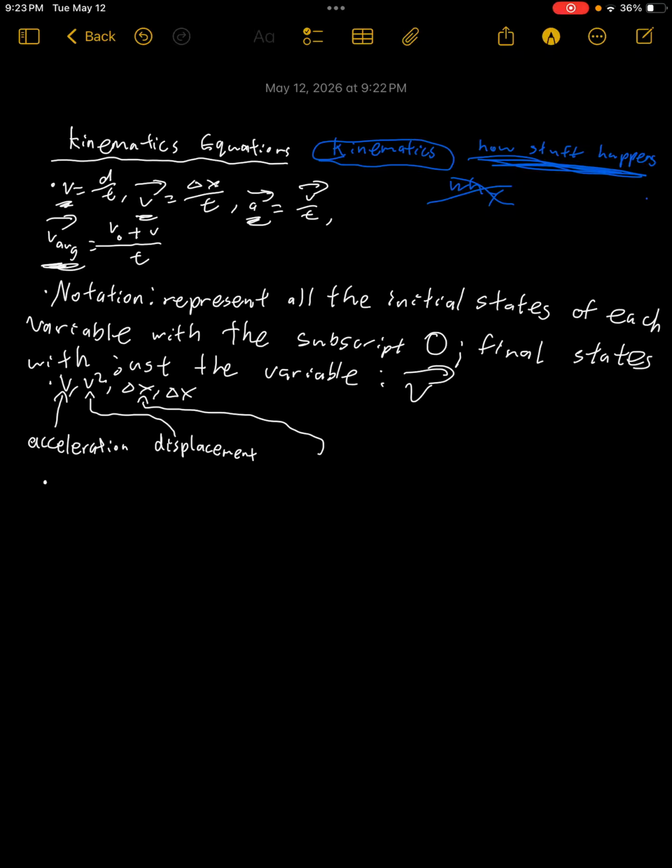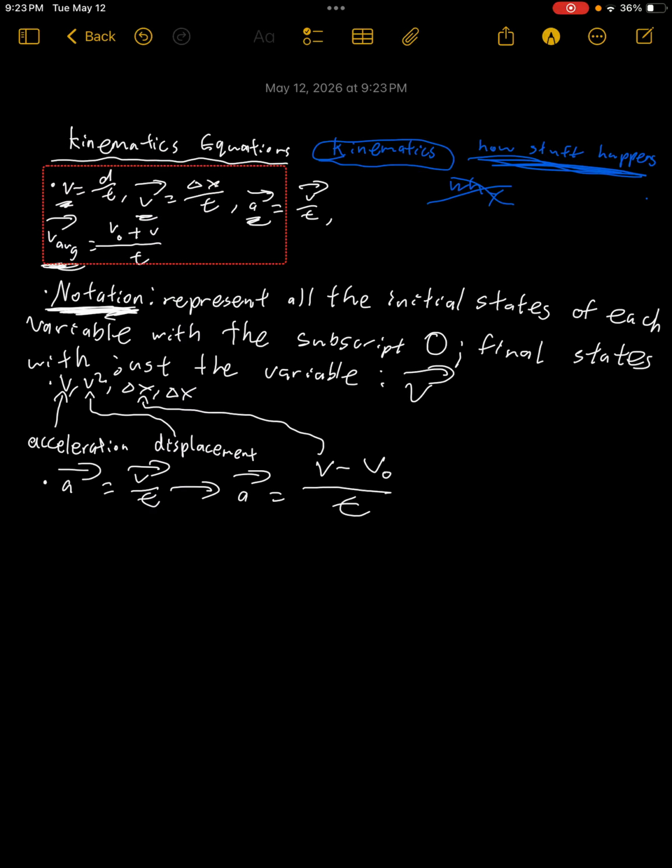Let's start with the first equation. The first equation is derived from the fact that acceleration equals change in velocity over time. If we look back at this notation, we can represent this velocity over here as v minus v0, and then we just divide this by time.